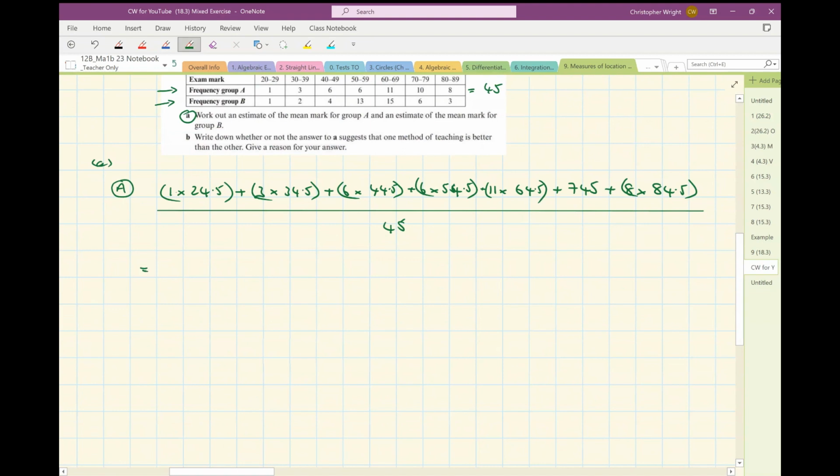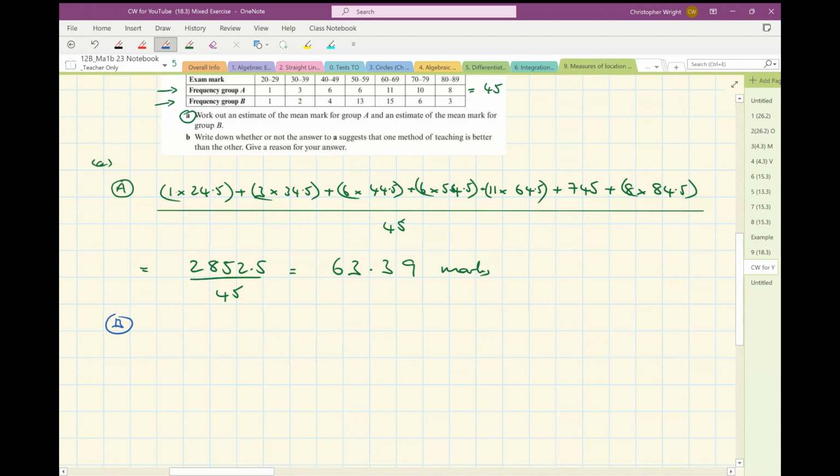So when I work that out on my calculator, I get 2,852.5 marks in total. Divide that by 45, and my mean mark for Group A is 63.39 marks. Now, what about Group B?